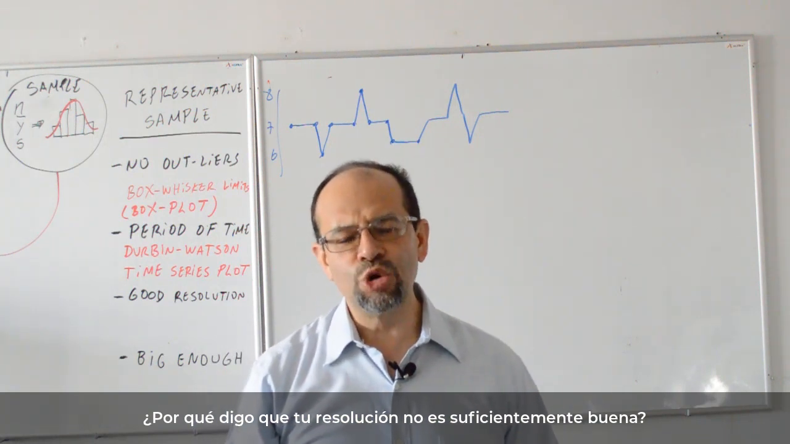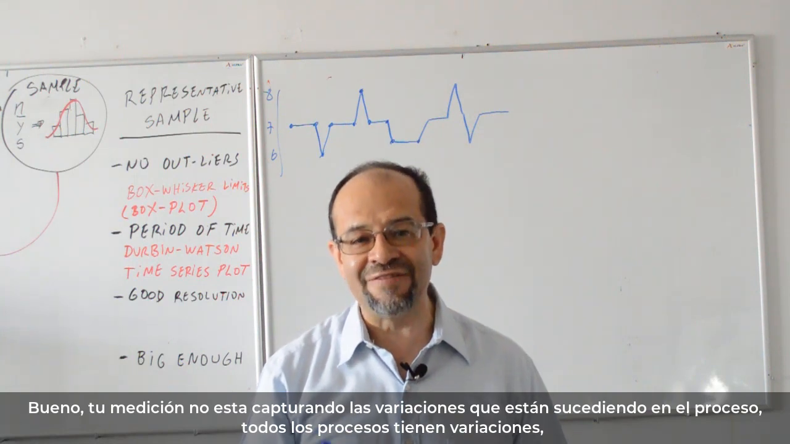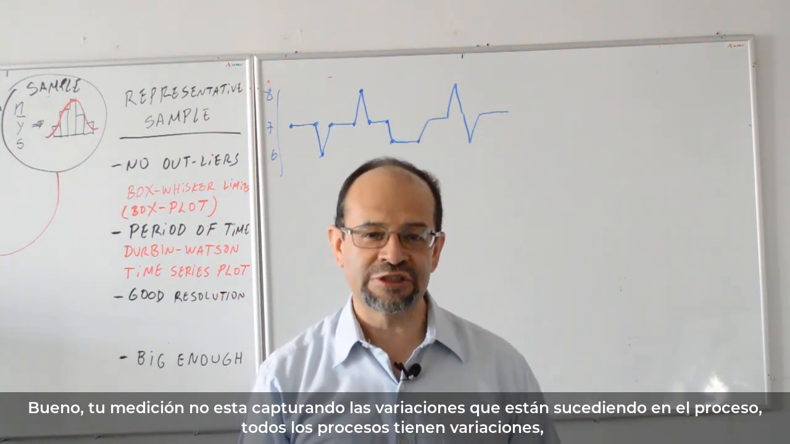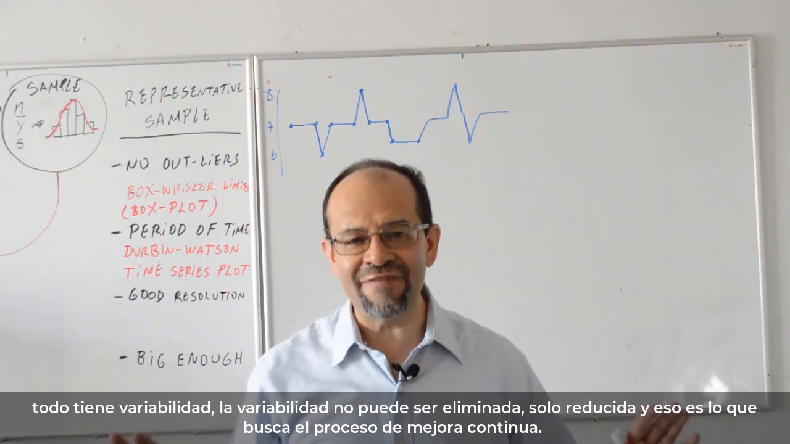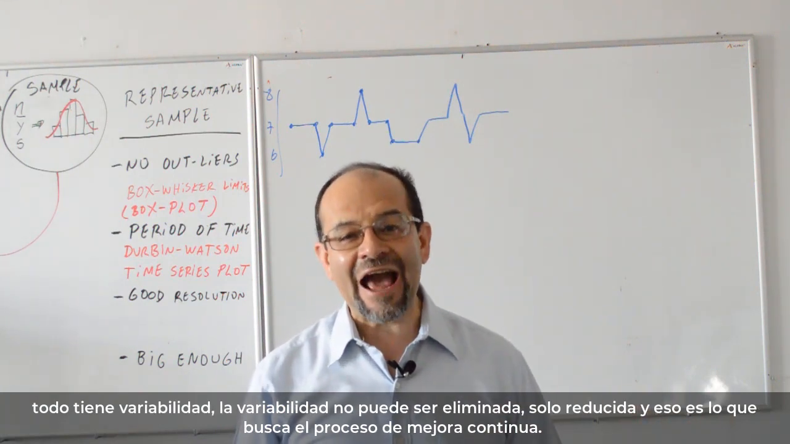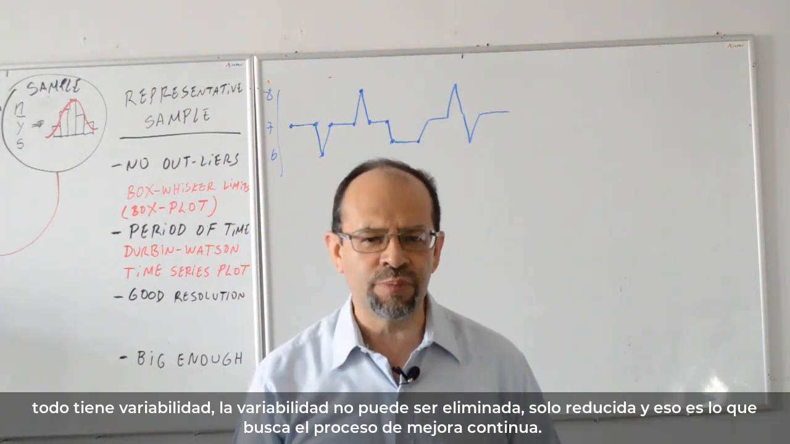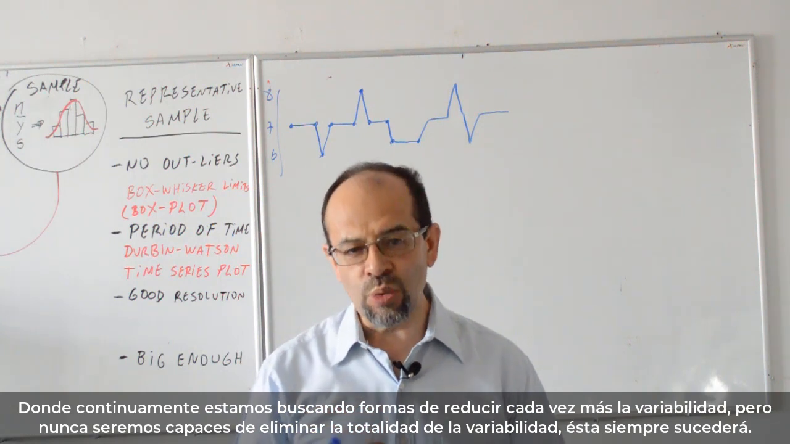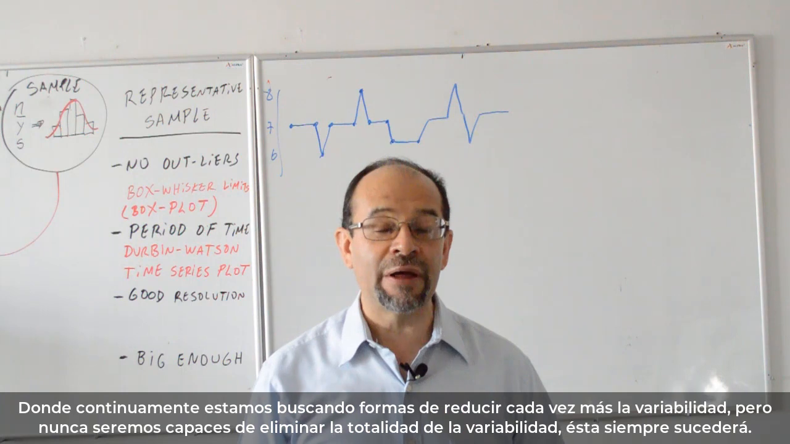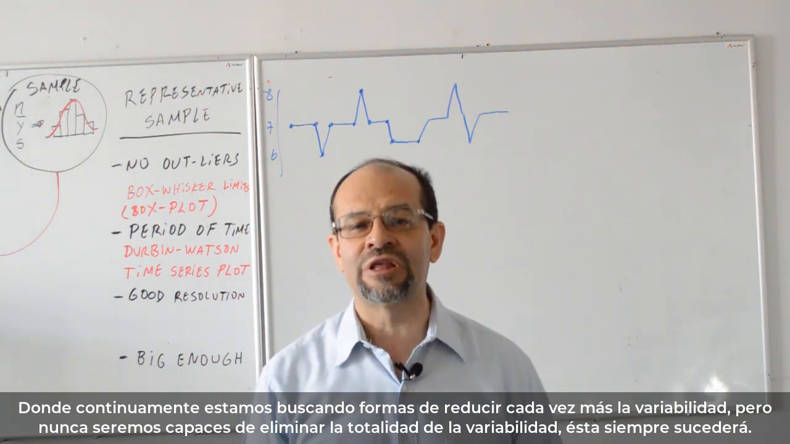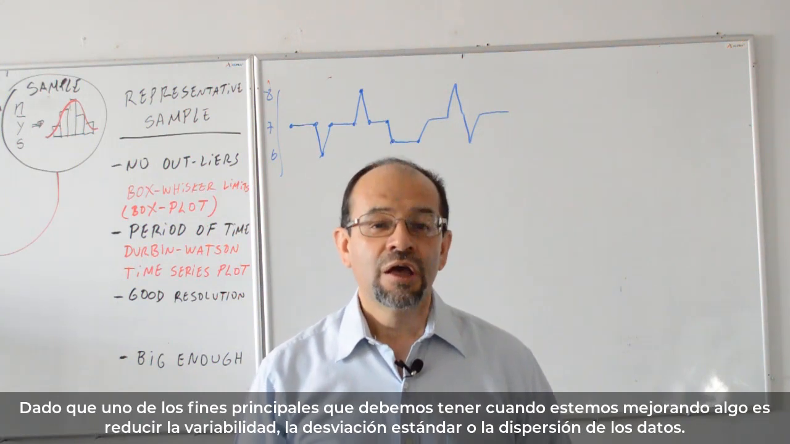What do I mean that resolution is not good? Your measurement is not catching the variations that are happening in the process. Every process has variation. Everything has variability. Variability cannot be eliminated, only reduced. And that's a continuous improvement process. We will continuously be looking for ways to reduce variability, but never will be able to eliminate it totally. The variability will always happen.